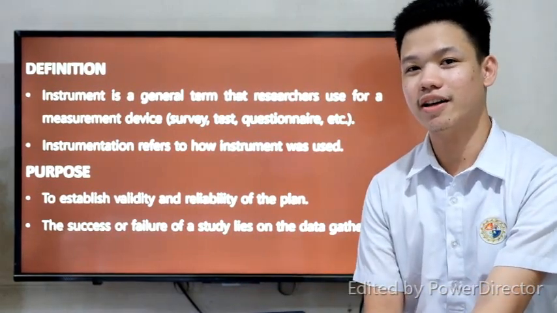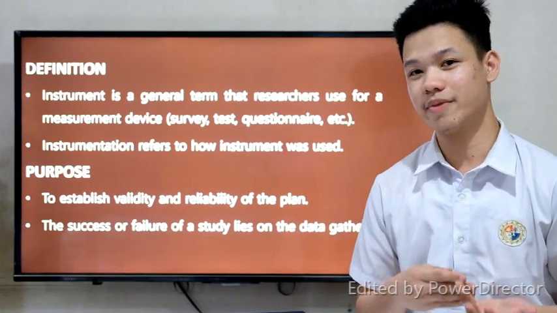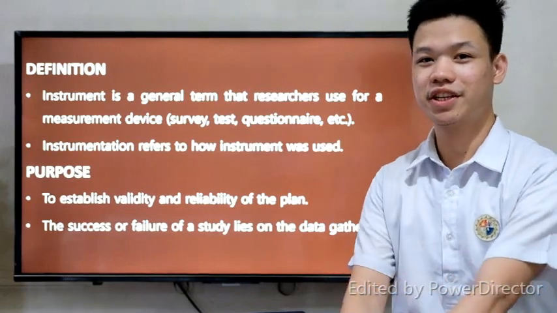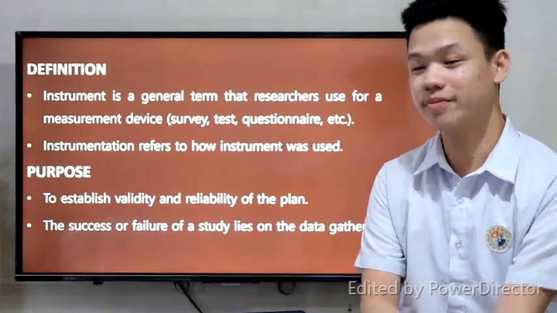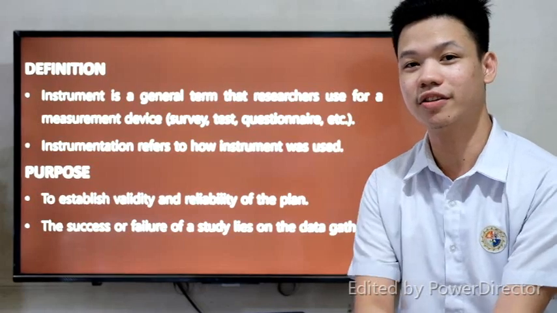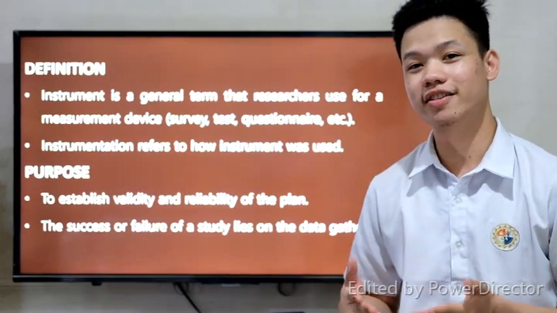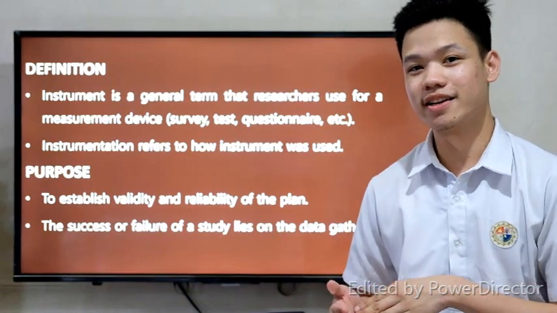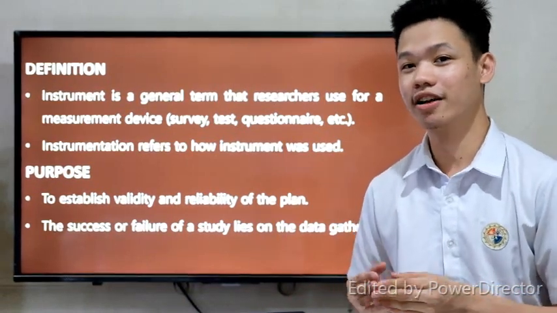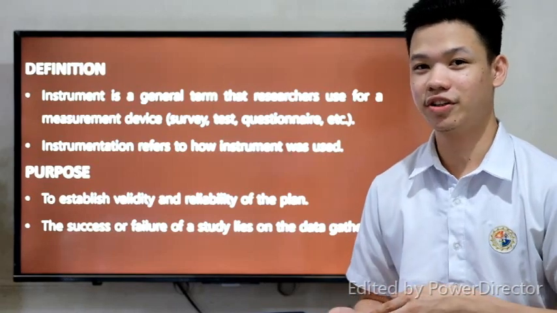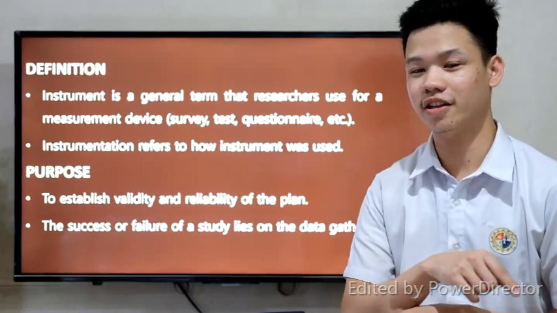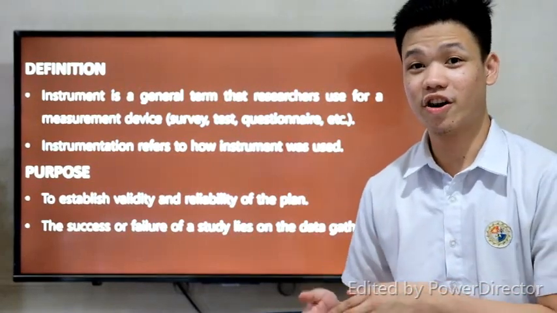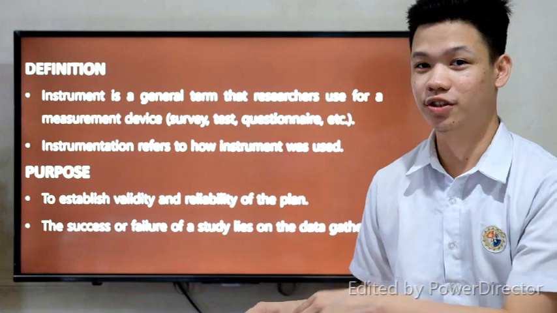Instrumentation, on the other hand, refers to how these instruments are used in the financial plan. The purpose of instrumentation is first to establish the validity and reliability of the plan. For example, we use audited and unaudited financial statements of the entity. We may say that it is more reliable to rely on the audited financial statement of the company rather than the unaudited one. Same thing goes when we interview a key officer of the company and a non-key officer of the company.